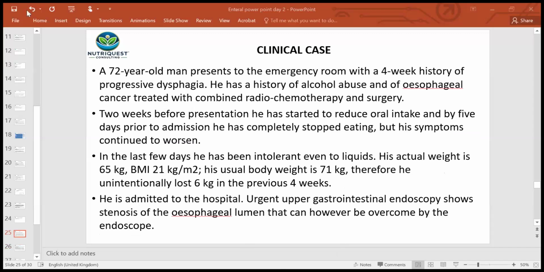Anybody with an answer? Ask the question again, please. Is the patient malnourished? The patient is not malnourished. Okay. The patient is not malnourished.